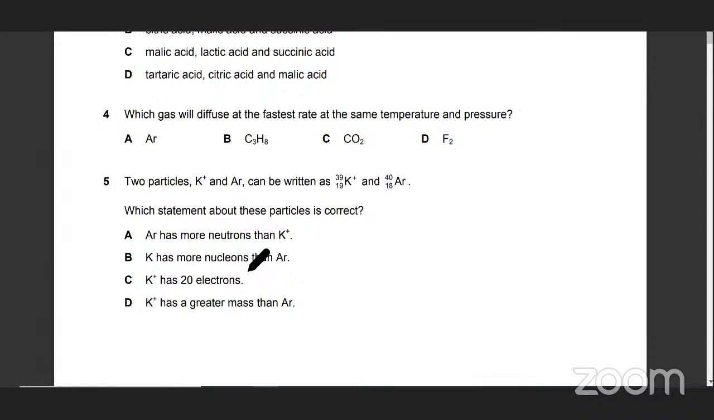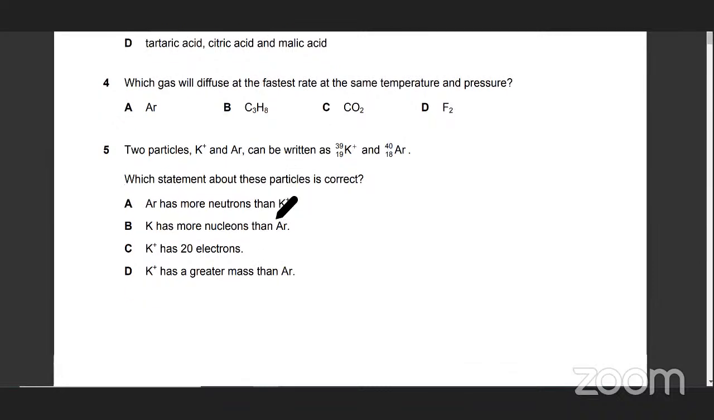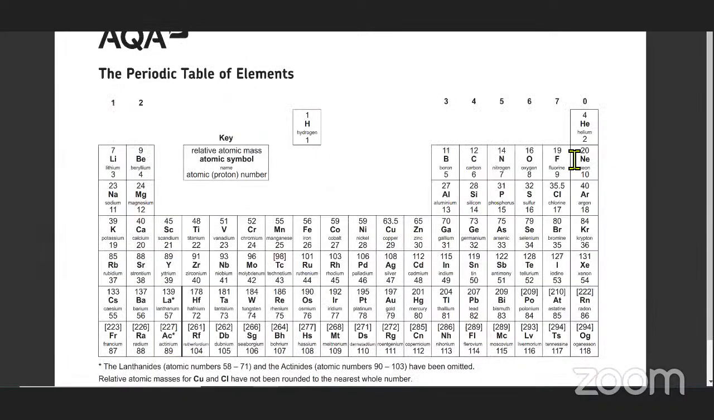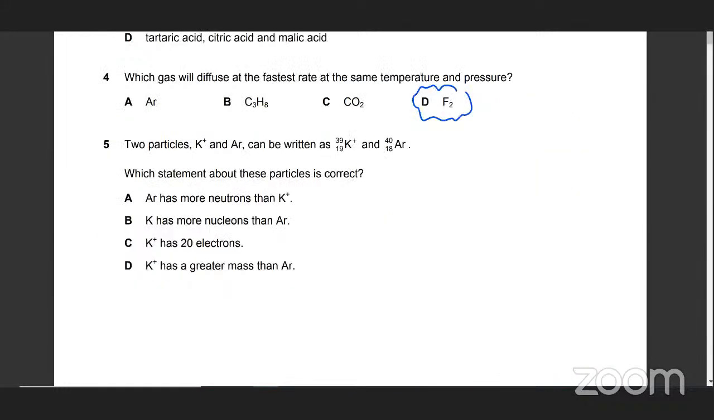Next is: which gas will diffuse at the fastest rate at the same temperature and pressure? So the fastest will be the one that is lightest. And among all these, I think argon and fluorine are in there. Argon is, no, argon is pretty heavy, it's 38. Fluorine, the answer would be fluorine. No, fluorine also, argon and fluorine, F2 is a molecule. Just a second. 19 and 19, that's 38, and argon is 40. Okay, it is fluorine.